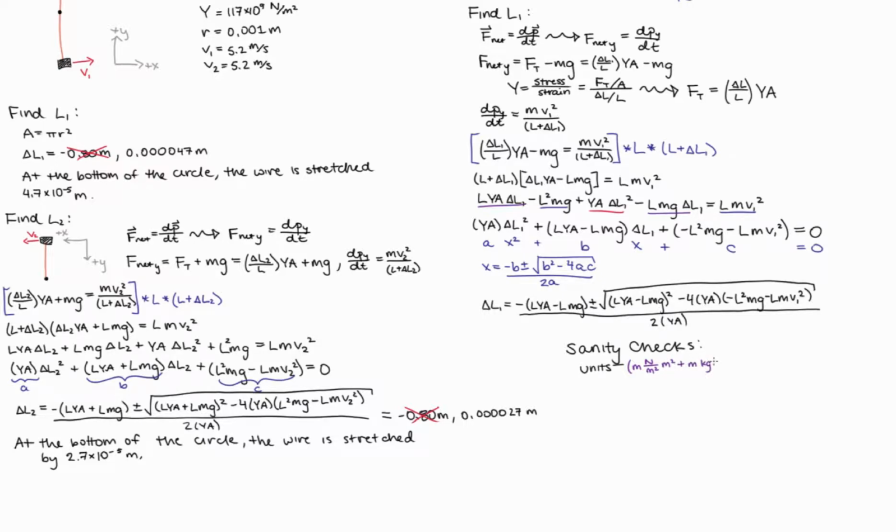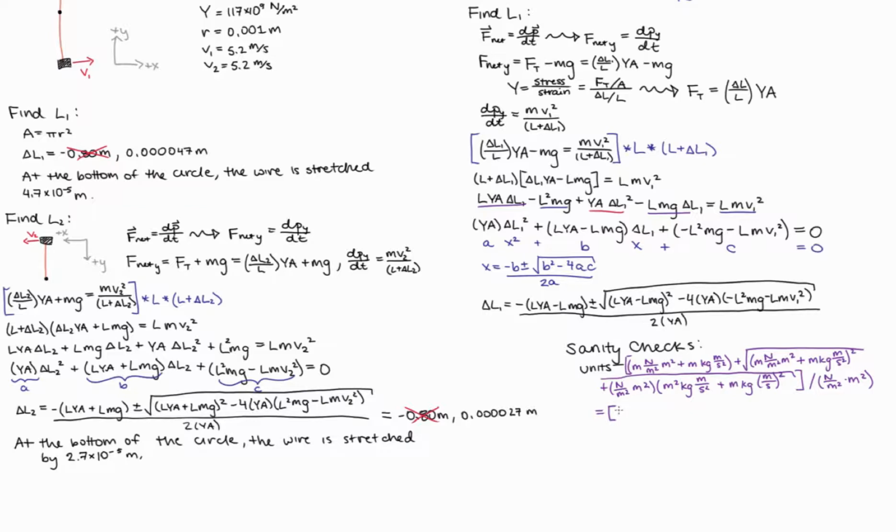We have meters times newtons per meter squared times meter squared plus meters times kilograms times meter per second squared, plus the square root of the quantity meters times newton per meter squared times meter squared plus meters times kilograms times meters per second squared, plus newtons per meter squared times the quantity meters squared times kilograms times meters per second squared plus meters times kilograms times the quantity meters per second squared, all over newtons per meter squared times meters squared.